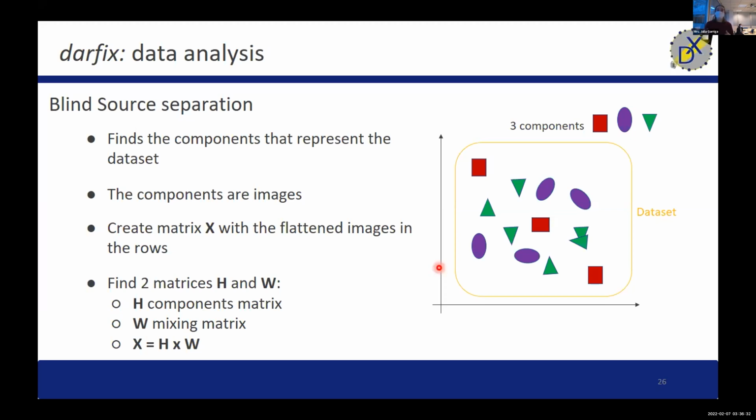The blind source separation has many methods that can be implemented. Basically, what blind source separation does is, first, we create a matrix X that has all our images in the rows, the flattened images in the rows. And the idea of blind source separation is to try to decompose this matrix into two different matrices, H and W, where H will have our components, or flattened components, in the rows, and W is a mixing matrix that is also usable for a part of the analysis.